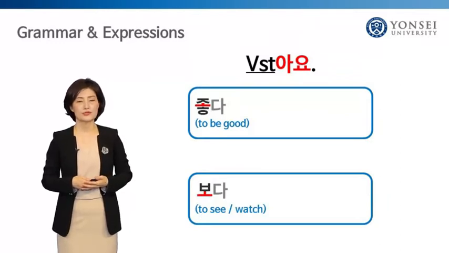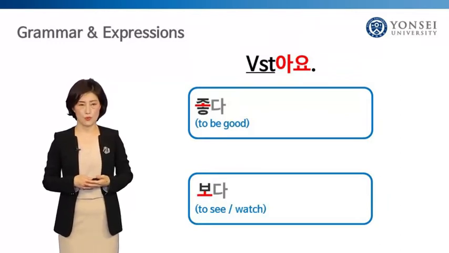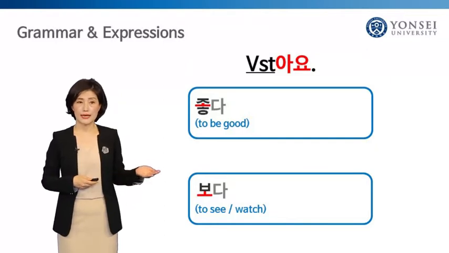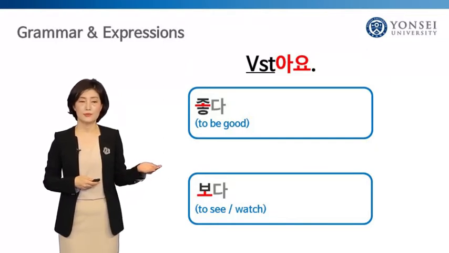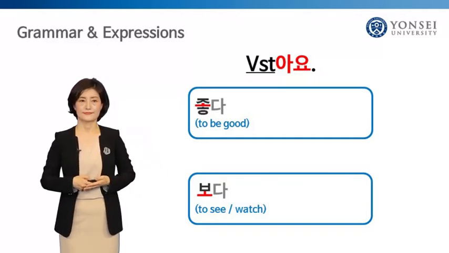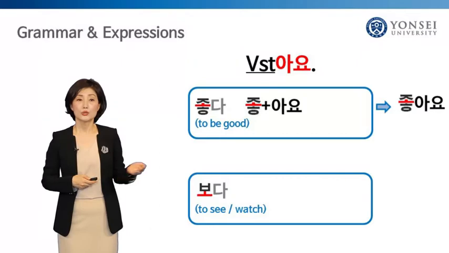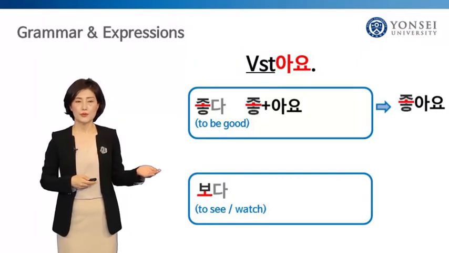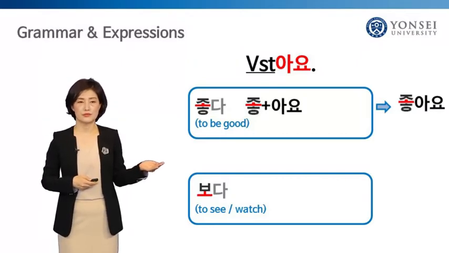Next are the verbs that have stems ending in 오. 좋다, meaning to be good, and 보다, to see or watch, both have verb stems ending in 오. In this case as well, you use 아요. So, 좋다 becomes 좋아요 by putting 아요 after the verb stem.